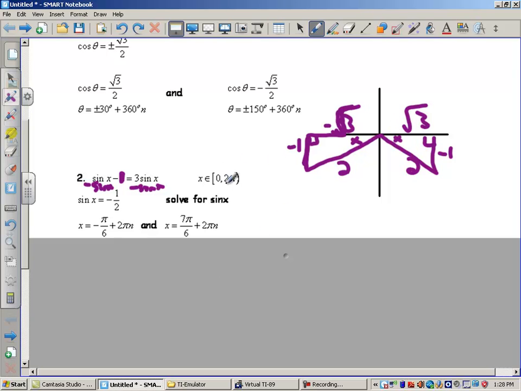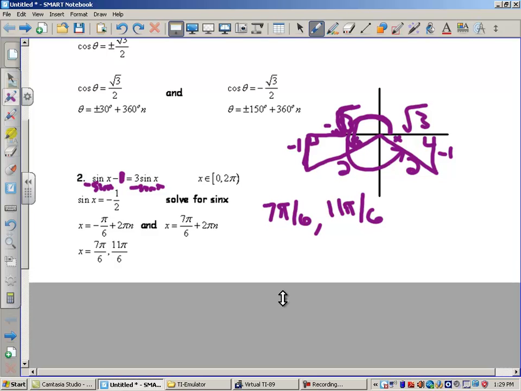But we only want the answers between 0 and 2 pi. So we are going to say the answer is 7 pi over 6. That's this rotation right here. And then all the way around to here is 11 pi over 6. So that's going to be our 2 solutions for that.